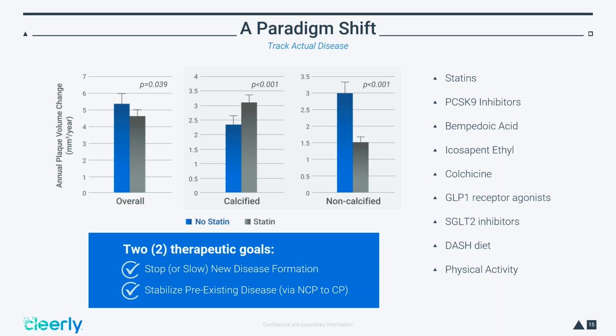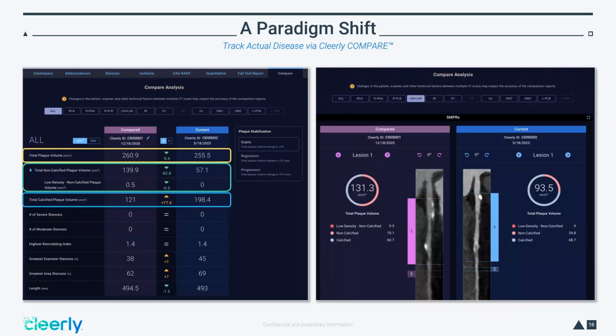That study that we did with statins has now been replicated with all of those different medications you see on the right, as well as with lifestyle modifications like a low-sodium diet and increased physical activity. All of the good things that we do for patients have a common phenotypic effect of transforming non-calcified plaque into calcified plaque and slowing its progression.